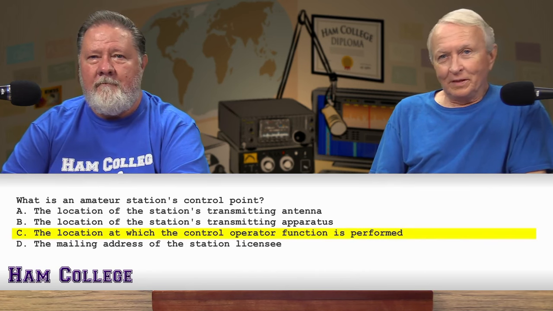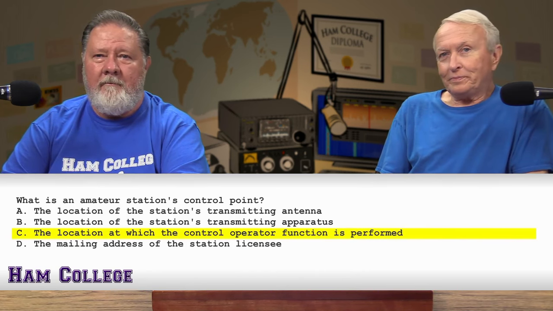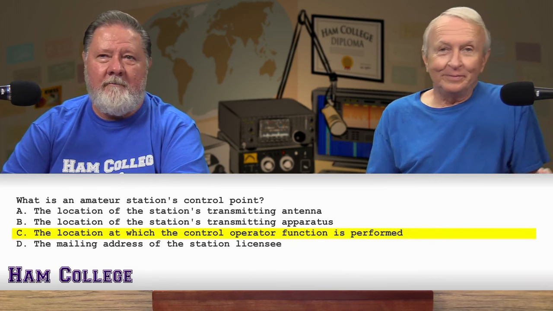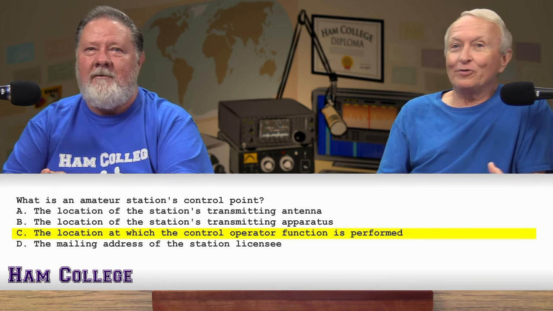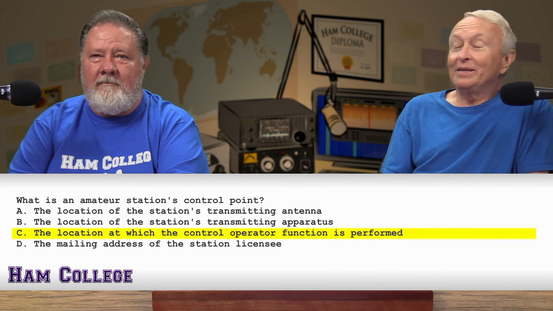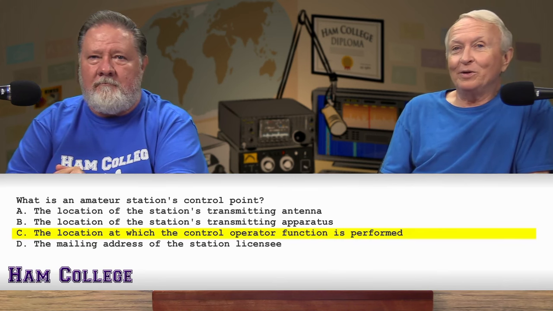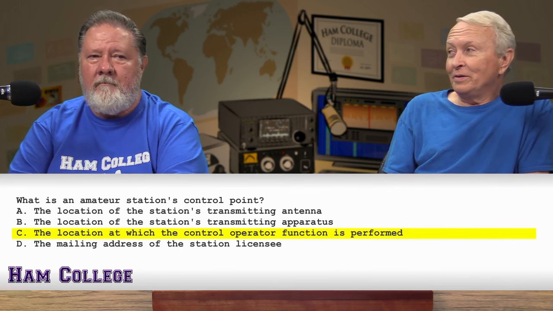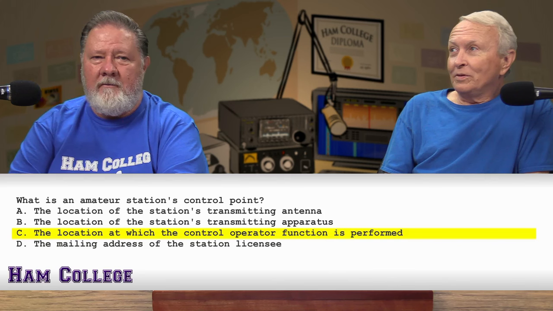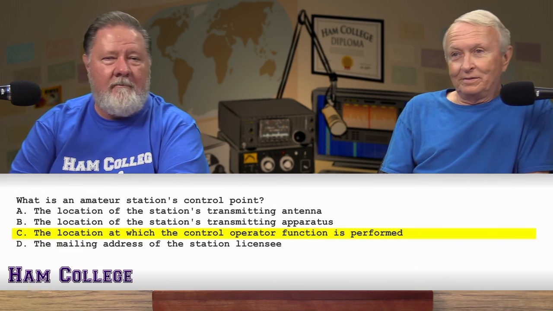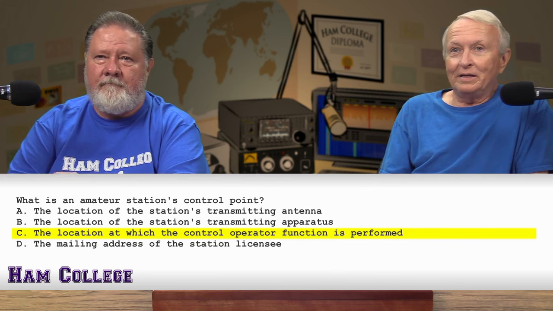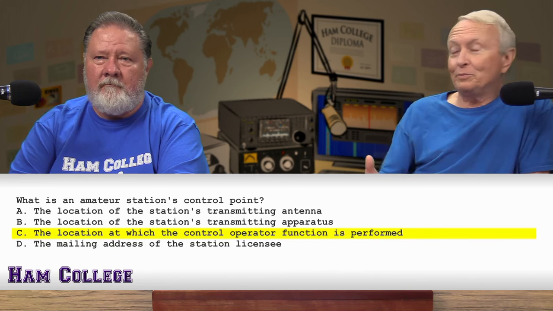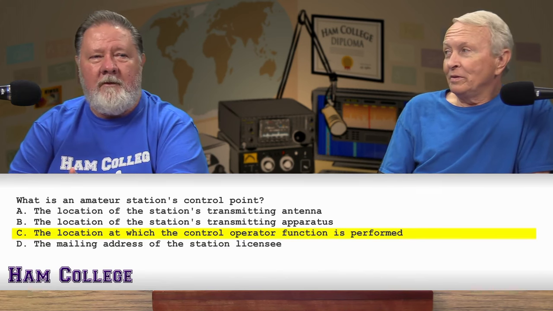Makes sense. The control point would be where you can control the thing. The transmitting antenna and the transmitting apparatus may not be at the same location. In other words, could very well not be. I could set up an antenna and a transmitter at a remote location and control it from my laptop or my phone somewhere else. Yeah, we have a repeater like that.